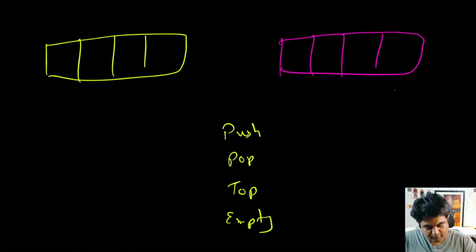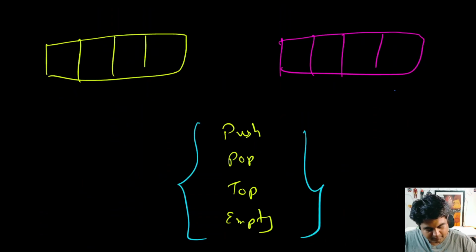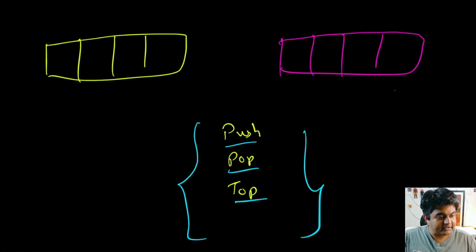So here I have provided two queues, and these are the operations we need to support. Now I'm not too worried about the empty operation, so let's just leave it on the side for now. The important ones are push and pop, and top is going to be very similar to pop. The only difference is we are not popping the value out.